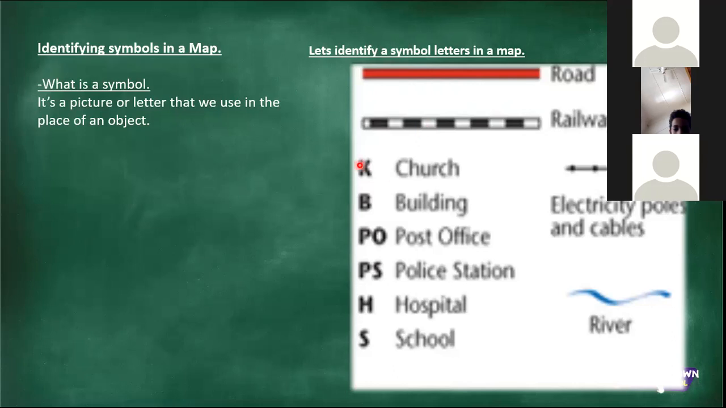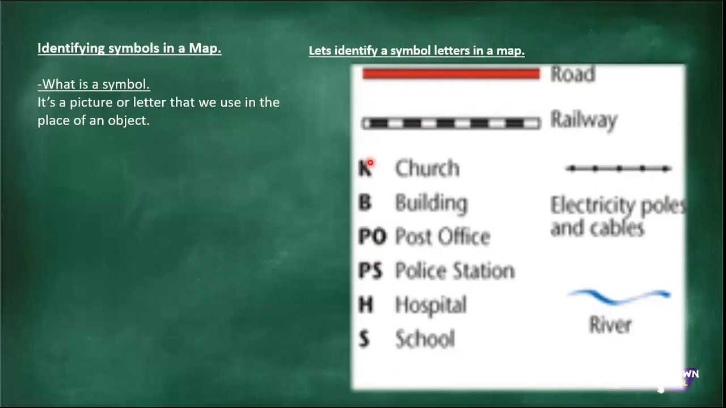So the letters that we use in place of an object can be K, as you can see the K that I'm pointing at symbolizes a church. The B that I'm pointing at symbolizes a building. The PO symbolizes a post office. So these objects on this side, we will see them on the map. Do you understand what I'm saying?